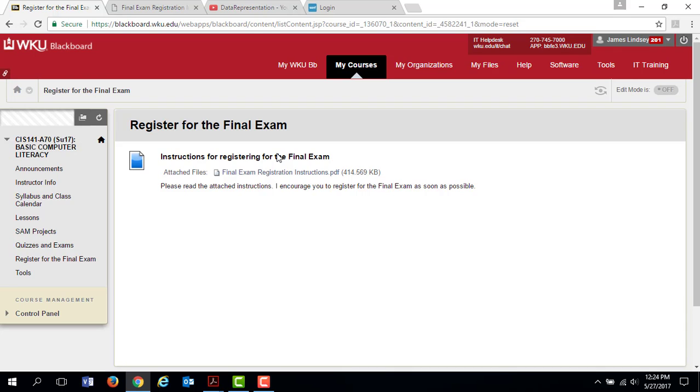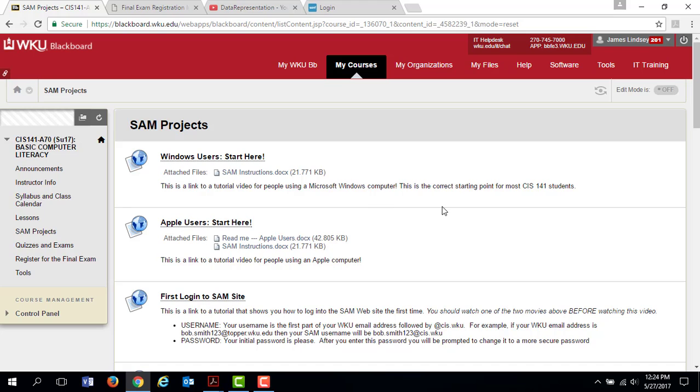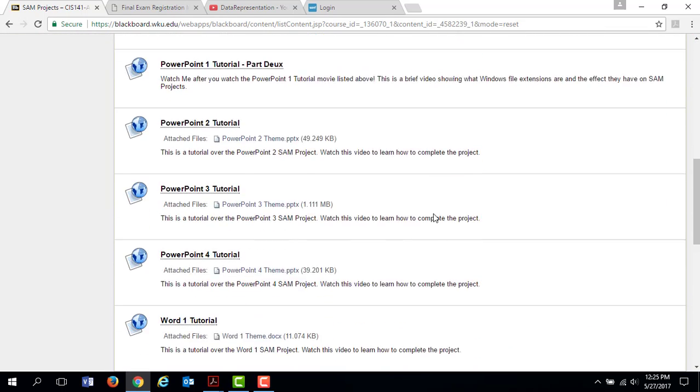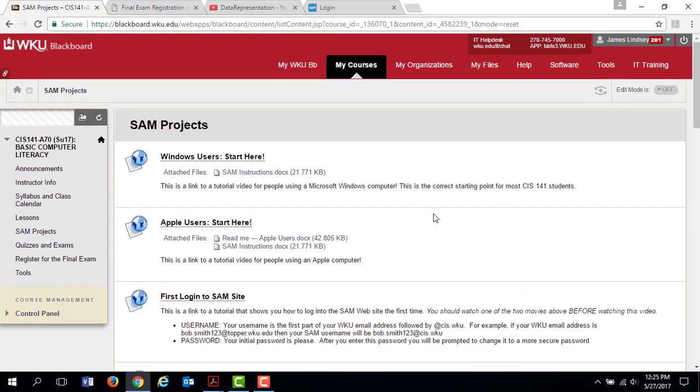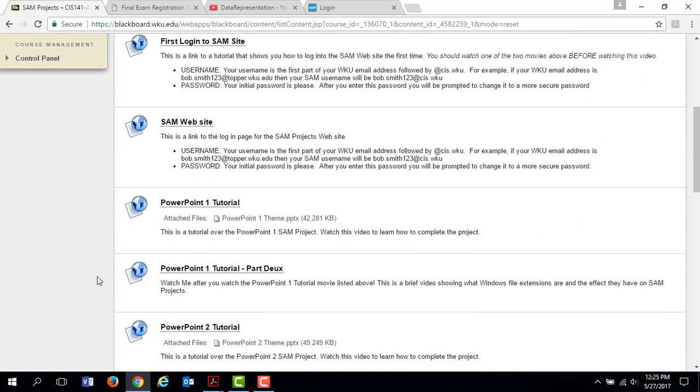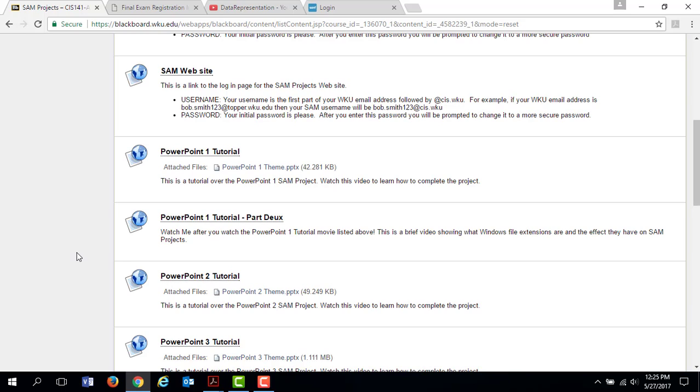Let's close with this. Let's go back to that SAM projects page, and there's an orientation over SAM, which you complete in this module. So you get a complete orientation about this whole thing here. But essentially, this is the page of the Blackboard site which has the training for all of these SAM projects.